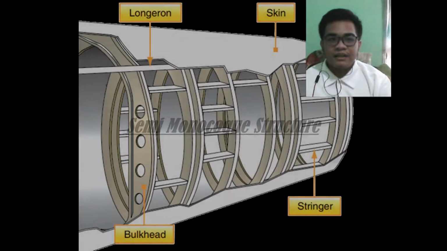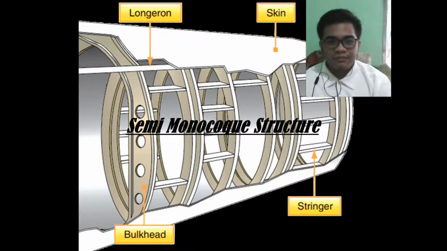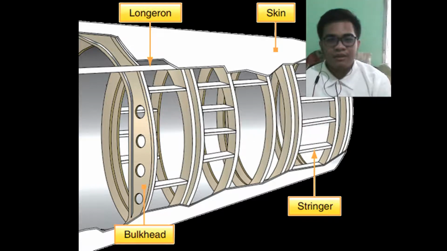And finally, the semi-monocoque structure, which utilizes stringers to help distribute and reduce the stresses that the skin has to endure. Each stringer is attached to a bulkhead, which is also part of its substructure, which helps strengthen the structure without the need to maximize occupancy of struts.